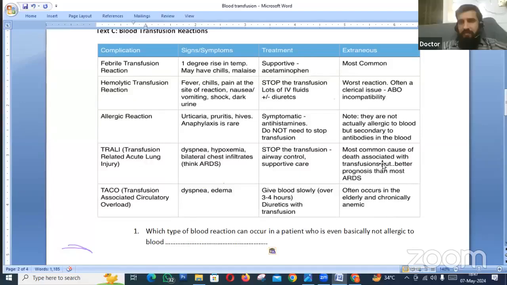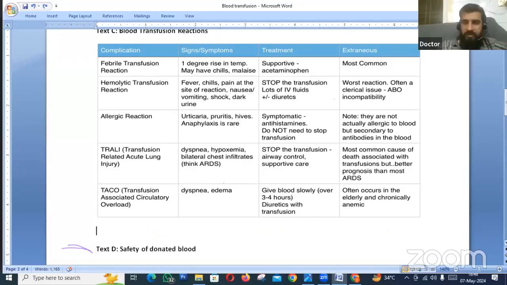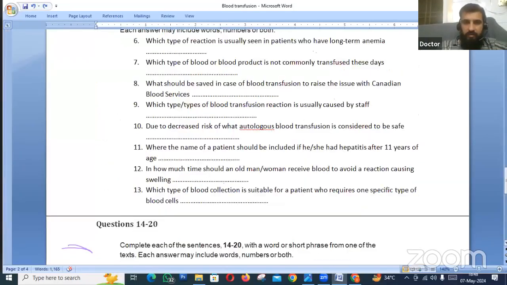So if you go into extra information, here they're not even actually allergic to blood, okay, but secondary to antibodies. So here I'm asking, which type of reaction can occur in a patient who is basically not allergic to blood? So this is allergic reaction. So the type of blood reaction is allergic reaction, okay. Very good, excellent. Thank you.